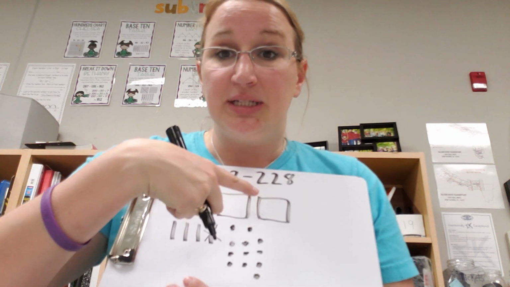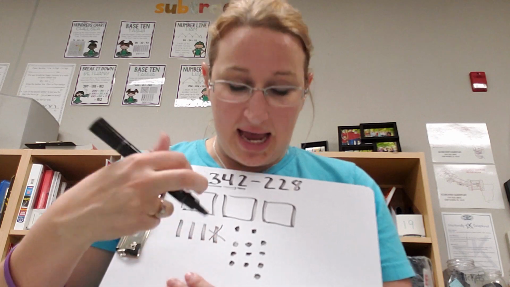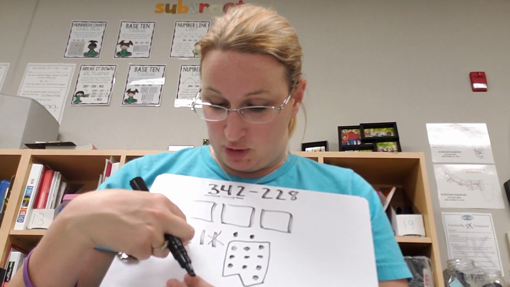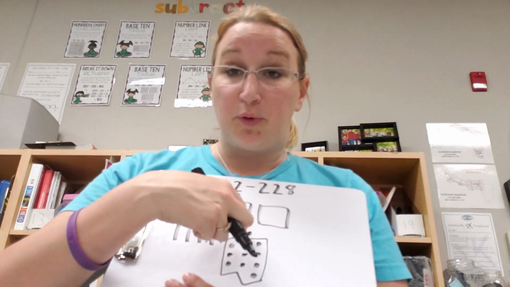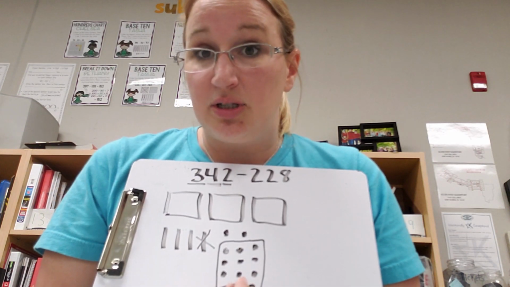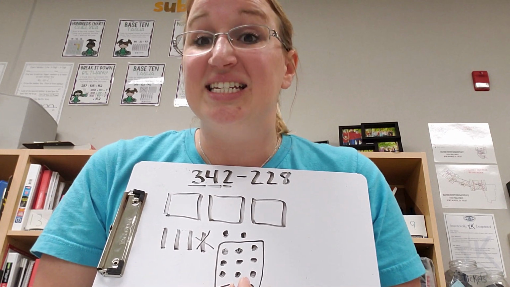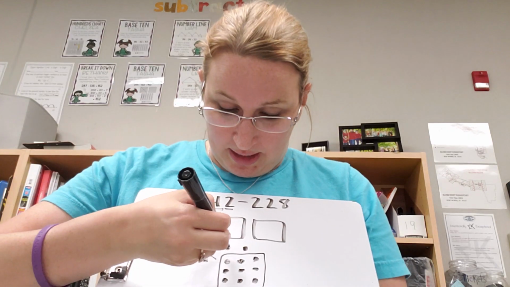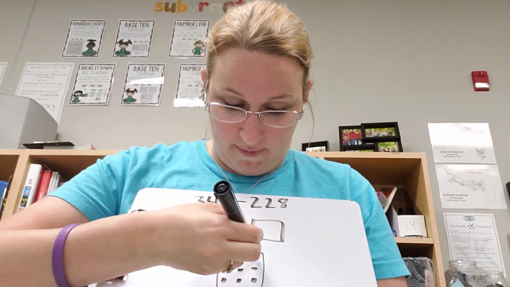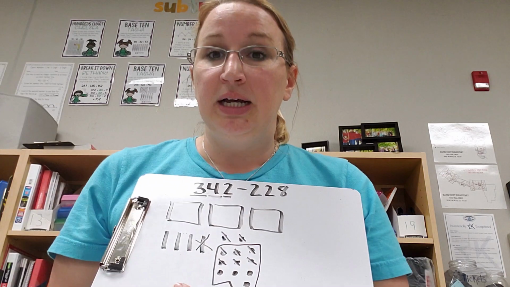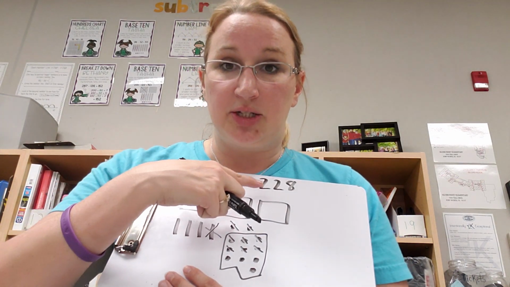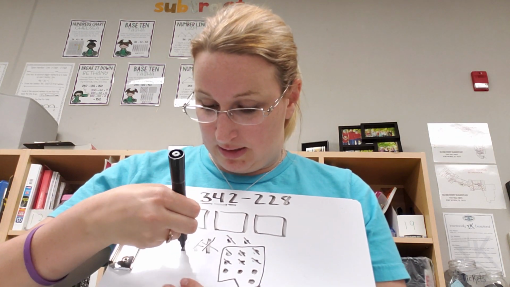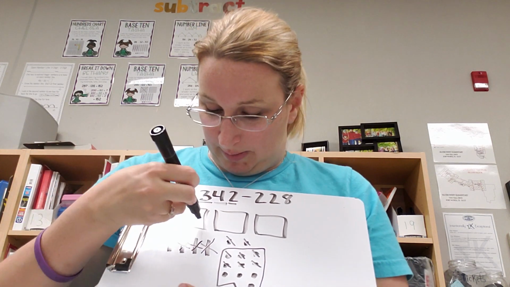I still have 300s. I have 3 10s now, but I've added another 10 down here, which makes 40, 10, 20, 30, 40, 41, 42. My number never changed. I just drew it in a different way. So now I can take 8 away. 1, 2, 3, 4, 5, 6, 7, 8. Take 8 away. Now I'm going to go into my 10s. I have 2 10s that I'm going to take away, so I'm going to mark out 2 10s. And then I have 2 hundreds I'm going to take away.